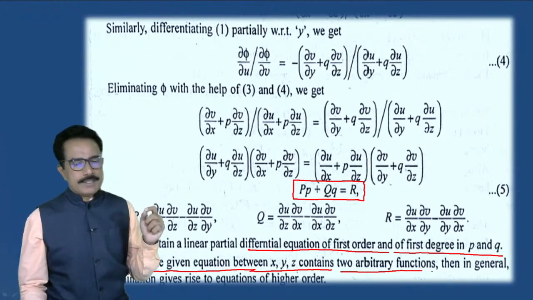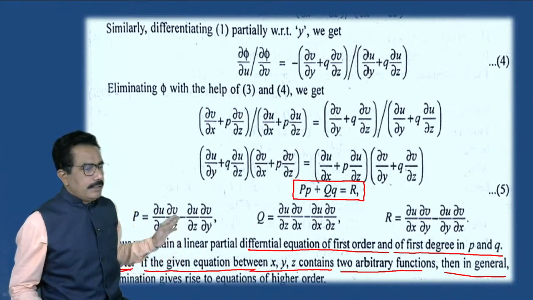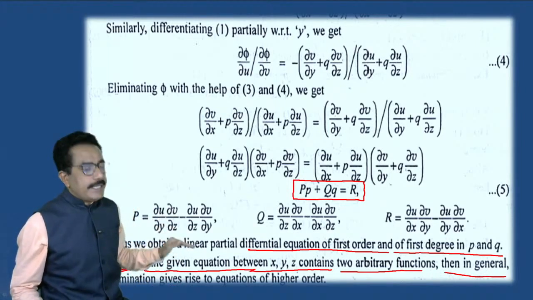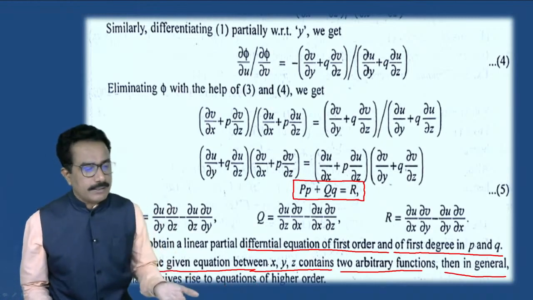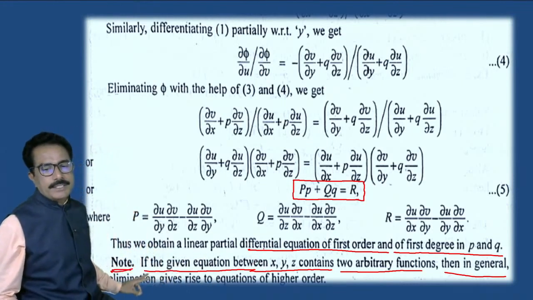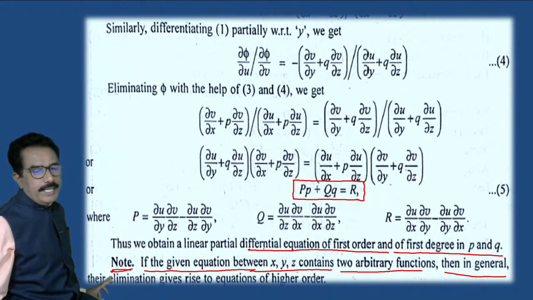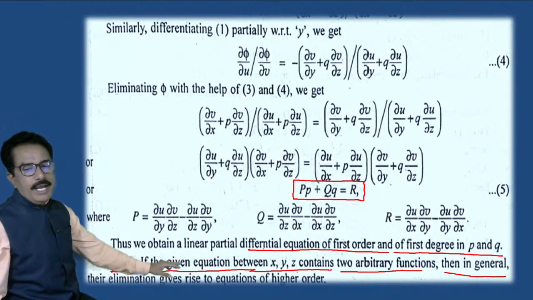arbitrary functions, then their elimination gives rise to equations of higher order. According to this condition, we can get a higher order equation if this condition is satisfied. Note, then their elimination gives rise to the equation of higher order.